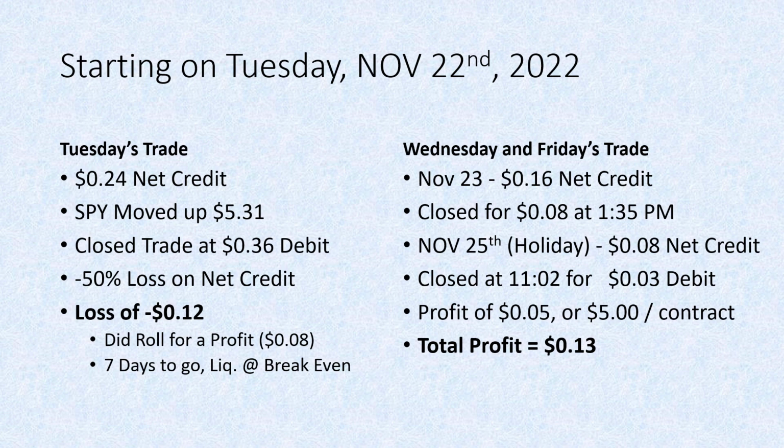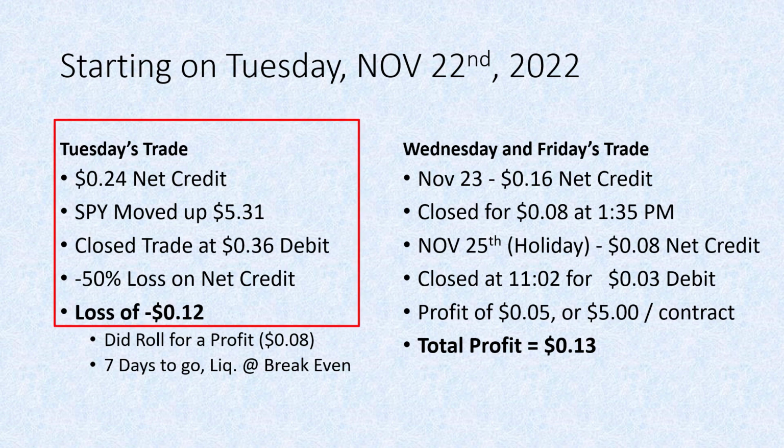So starting on November 22nd, Tuesday's trade, got a 24-cent net credit. SPY moved up 5.31, or roughly about 1.4%. We had to close the trade at a 36-cent debit, which was a 50% loss against the total net credit we received of 24 cents. We lost 12 cents out of the 24 we were hoping to make, or the 12 we were hoping to make if we could close at a 50% profit.